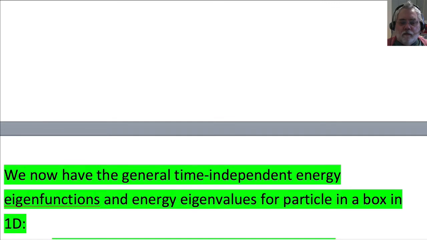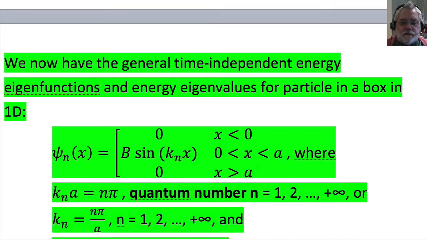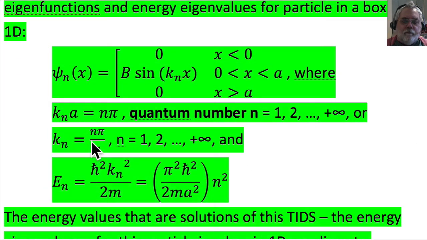Now we have the general time-independent energy eigenfunctions and energy eigenvalues for a particle in a box in one dimension. Psi sub n of x equals 0 for x less than 0, b times sine of k sub n x inside the box from 0 to a, 0 for x greater than a, where we have the restriction that k sub n times a equals n times pi, where the quantum number n takes on positive integer values, 1, 2, up to plus infinity.